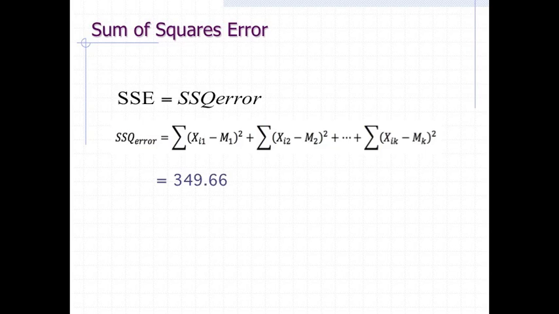The SSE is therefore the sum of the squared deviations of each value in the first condition minus 5.37, plus the sum of the squared deviations of each value in the second condition minus 4.91, plus the sum of the squared deviations of each value in the third condition minus 4.91, plus the sum of the squared deviations of each value in the fourth condition minus 4.12. The sum of squares error for this data is equal to 349.66.